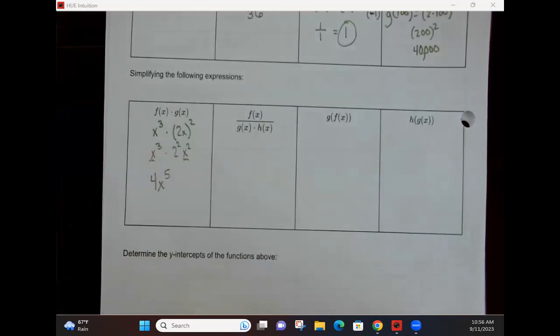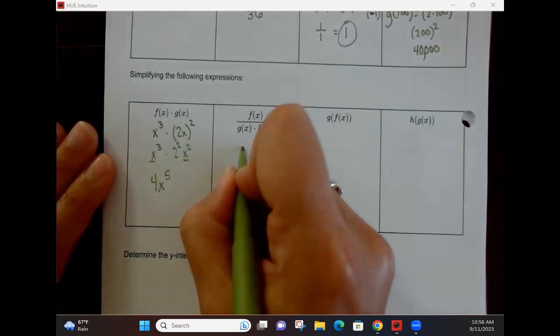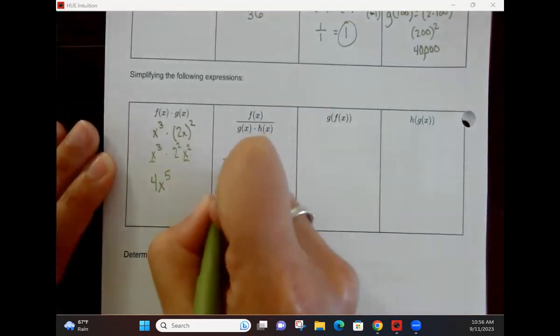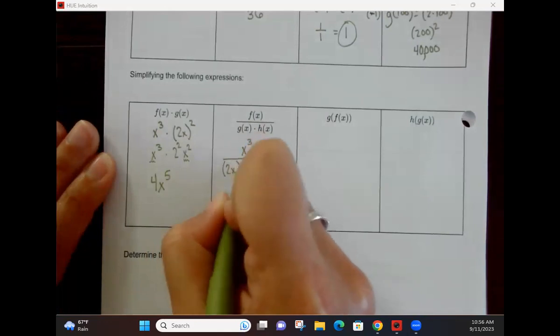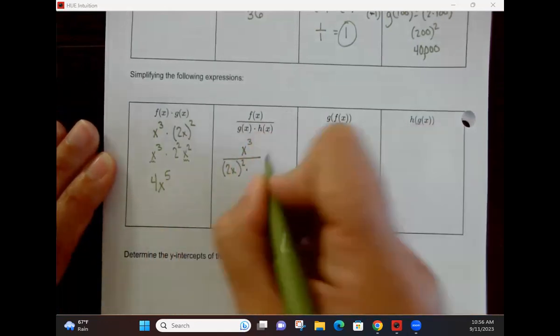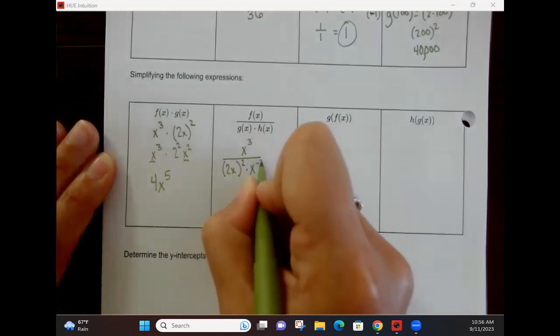I've got a little bit more complicated expression that I've put together for my second box here, but that's okay. We're just going to follow our exponent rules. So f of x is x cubed, and we are dividing that by g of x, which is 2x all squared, and then multiplying on the bottom by h of x, which is x to the negative 2nd.